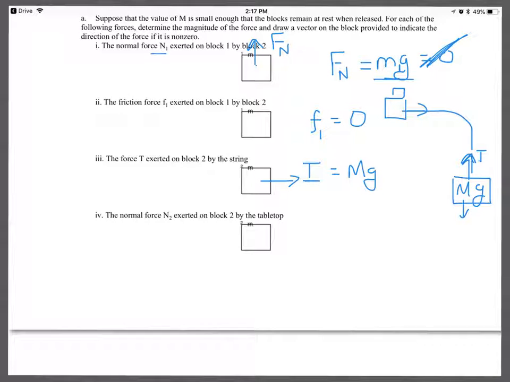And now the normal force on block 2 by the tabletop. Normal forces are going to act up on the surface. Now that value has to equal the total force downward on the table. The total force down is the weight of block 2 plus the weight of block 1. So that's what the normal force on block 2 is going to be.